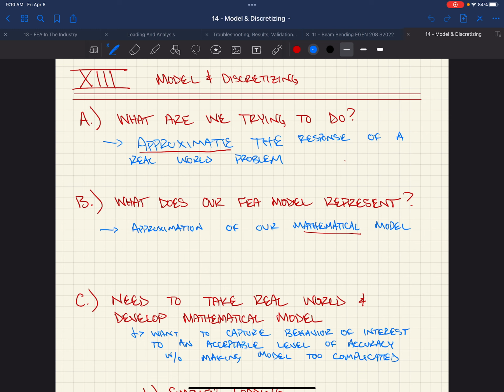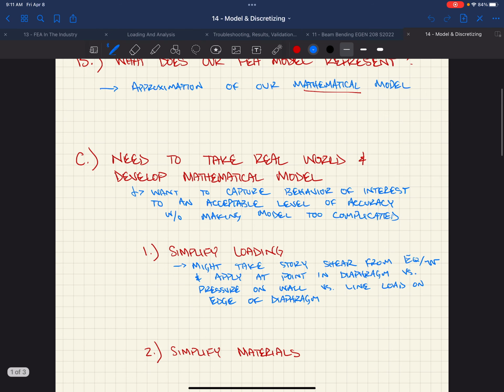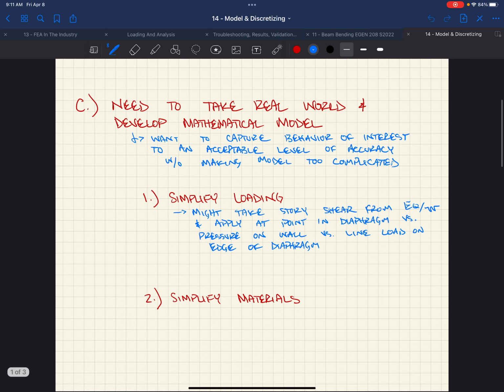We have this intermediate step that we take when we take a building, or a model from an architect, and then we want to model it in a finite element software program. We have to make some assumptions. We make a jump to this mathematical model. That's where we're making assumptions, like wild assumptions, which we'll talk about here in a second. We need to take that real world and make a mathematical model. We want to capture the behavior of interest to an acceptable level of accuracy. That's subjective. What's accurate enough without making the model too complicated.